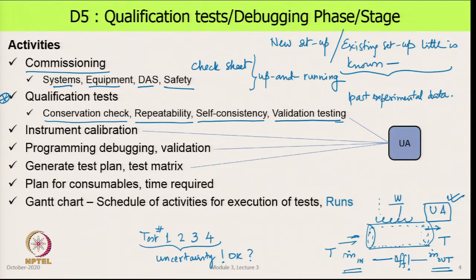In a way, we are repeating what somebody else has done, and that gives us confidence that what we have planned to do is good, especially when we are comparing ourselves with somebody who did very good experiments. So, this comes in as validation testing. So, these are some of the tests that we do to ensure that our setup is doing what it was expected to do. The next item I have listed here is instrument calibration.